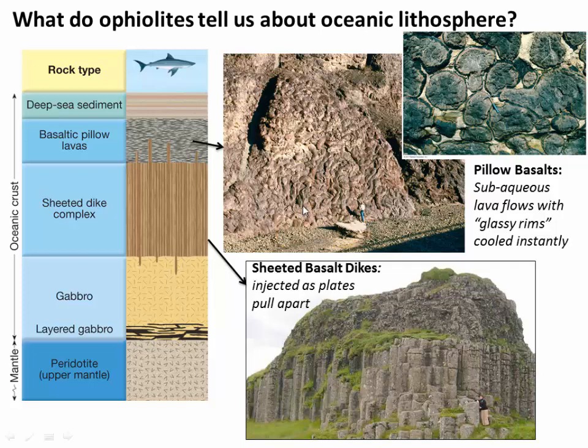So these pillow basalts are fed by what are called sheeted dikes or basalt dikes. These are essentially vertical conduits that were acting periodically as pipes to pump hot basalt magma from a magma chamber up into these pillow basalts sitting above.